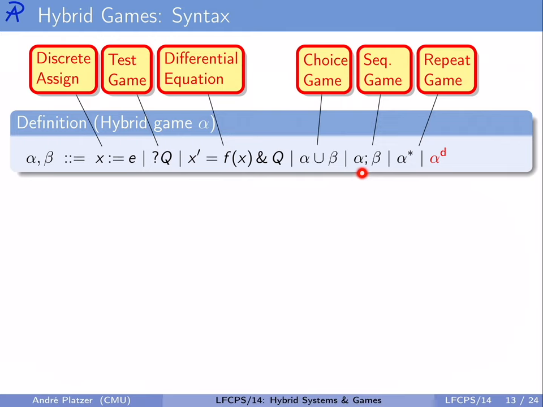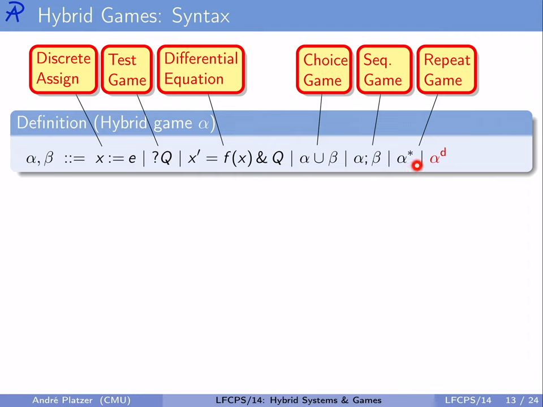Sequential game. First, you run the game alpha, and when you're done with that, you run the game beta. Think of it like first running the Monopoly game and then running the Scrabble game. Or think of it like first running the game where you need to get your robot to a charging station, and then whenever you're charged up, run the game of getting your robot to the goal. For example, when you're running a racetrack, it's very important to do fuel recharges or electricity recharges in a bit of a clever way.